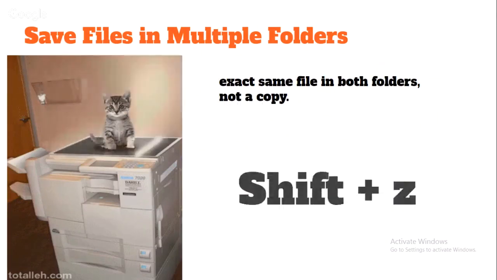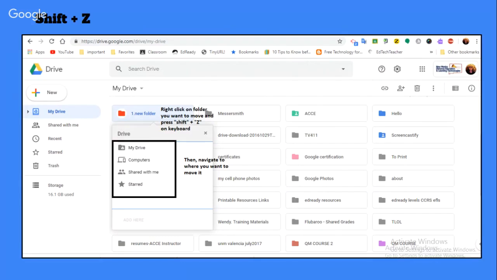So, what if we want to save files in multiple folders, but we want to make sure that if we edit them, it reflects in the file that we're sharing it with? There's something called Shift plus C. So, what you want to do is go to the file that you want to copy and move into another, and right click it and do a Shift on your keyboard plus C. And what that will do is bring up a menu that will allow you to navigate to where you want to move it. The really cool thing about this is that whatever you're going to do to your original is going to reflect in theirs.